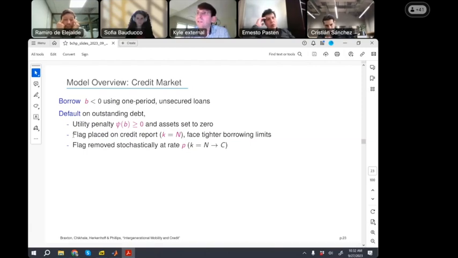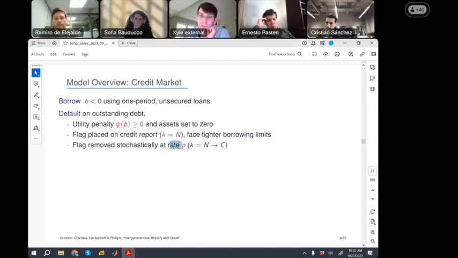We're going to place a flag on the credit report if you default. So this is N. Like your credit report is N, no credit access. Except you're not quite going to have no credit access. We're just going to give you a tighter borrowing limit. So you're still going to have some ability to borrow, and that's what we see in the data. The flags are then removed stochastically at a rate P.